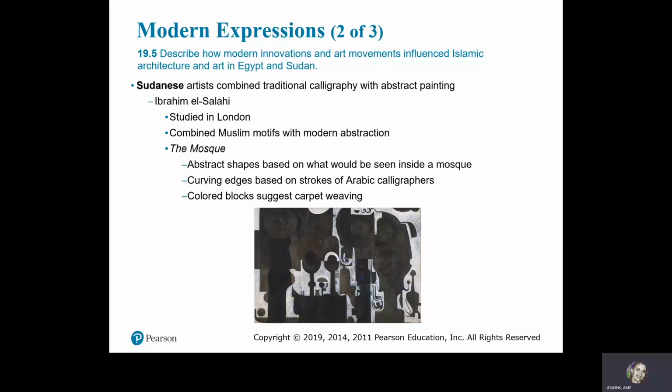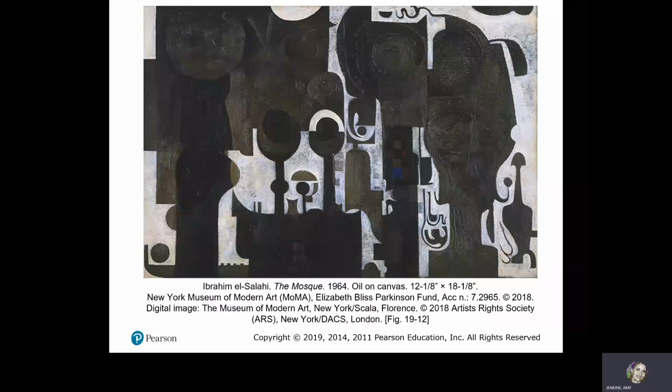Sudanese artists combine traditional calligraphy with abstract painting. We have Ibrahim El Salahi. He studied in London. He combined Muslim motifs with modern abstraction. This is the mosque. It has abstract shapes based on what would be seen inside of a mosque. It has curving edges based on strokes of Arabic calligraphers. The colored blocks suggest carpet weaving. Ibrahim el-Salahi, The Mosque, 1964. It's oil on canvas, 12 and 1/8 inches by 18 and 1/8 inches.